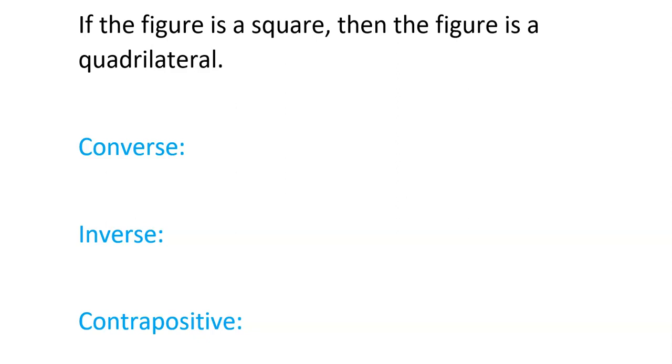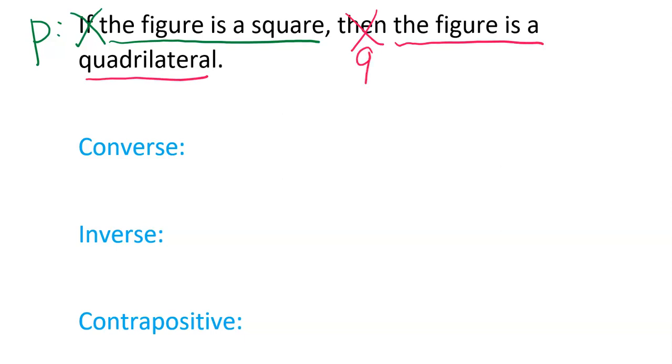So remember, for the hypothesis, what's the key word? Is it if or then? It's if. So I'm going to cross off the if part, and this is my P. So P is the figure is a square. I'm going to find my then and cross it off, and I'm going to underline the rest or write the rest. That's going to be my Q part. The figure is a quadrilateral.